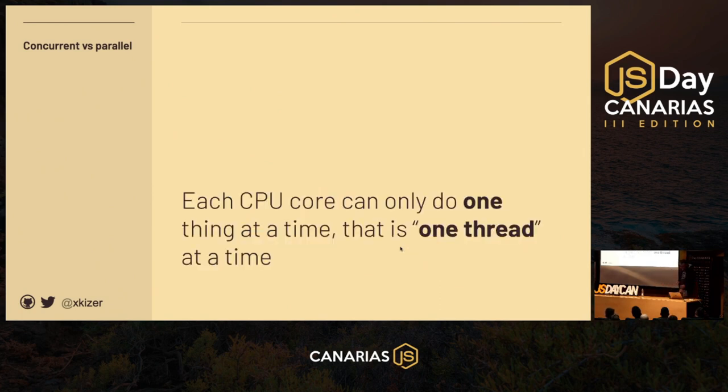So, in terms of our code, each CPU core can only do one thing at a time, and by one thing, I mean it can only run one thread of code at the same time. A computer system cannot do more than one thing at the same time. Sorry, I mean a computer core.